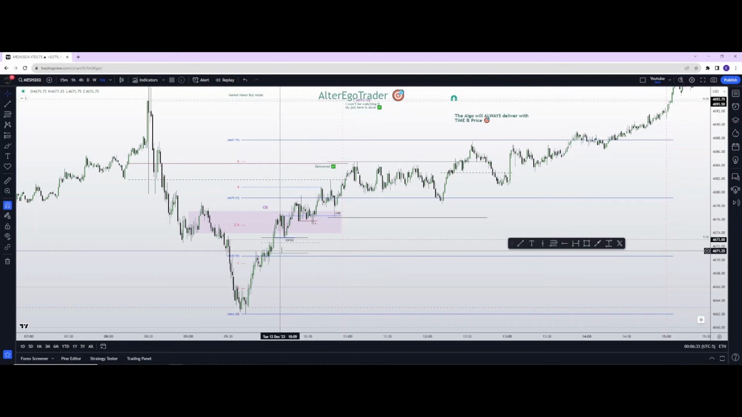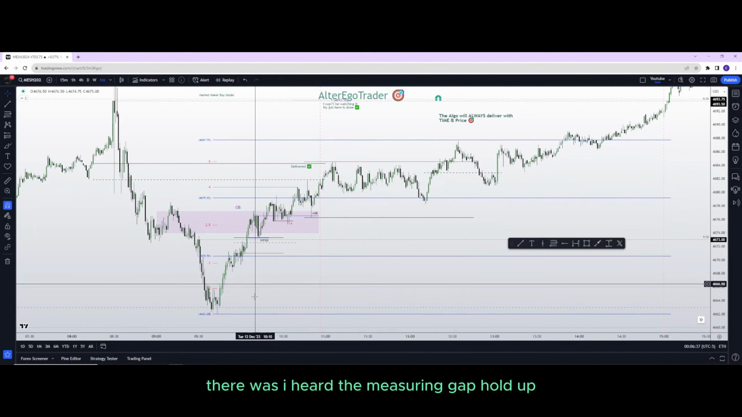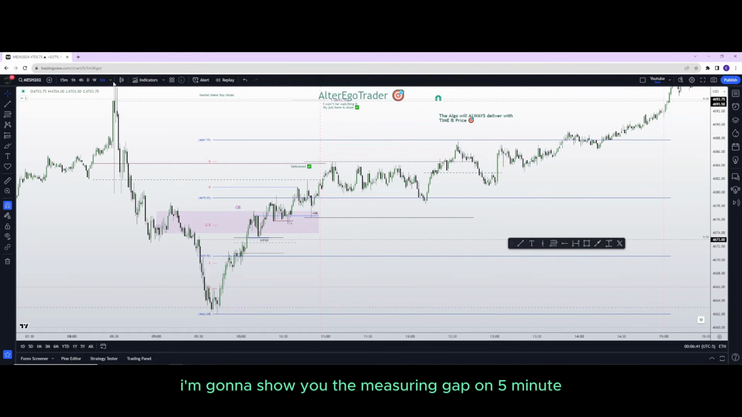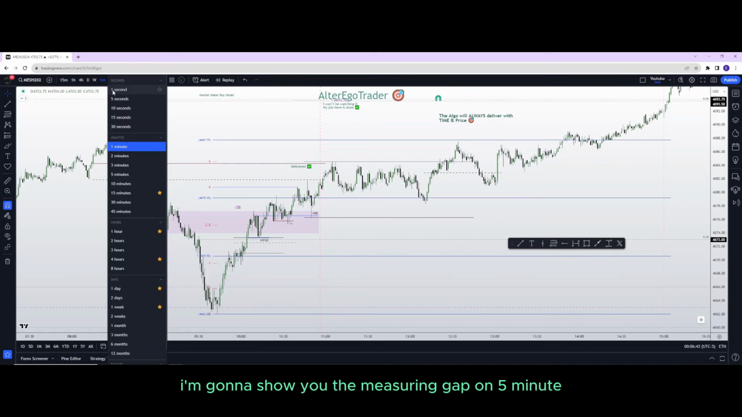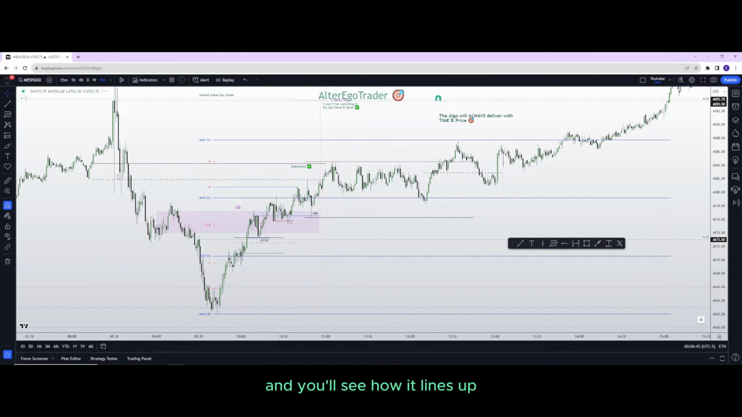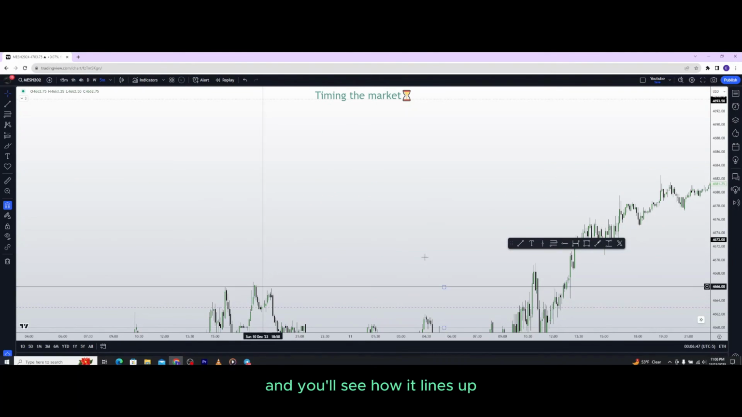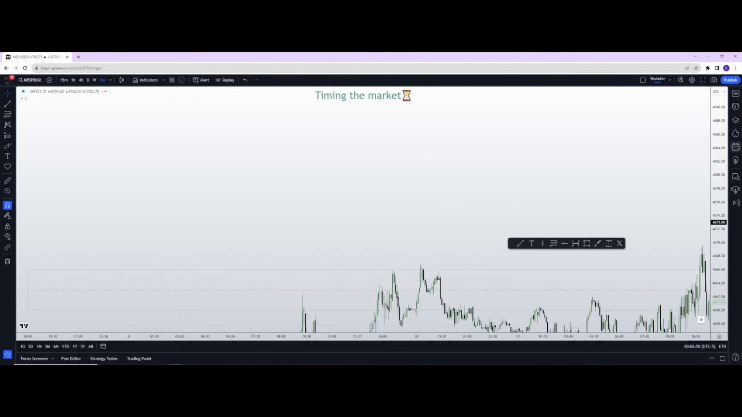And I had the measuring gap. Hold up, I'm going to show you the measuring gap on the 5 minute, and you'll see how it lines up.